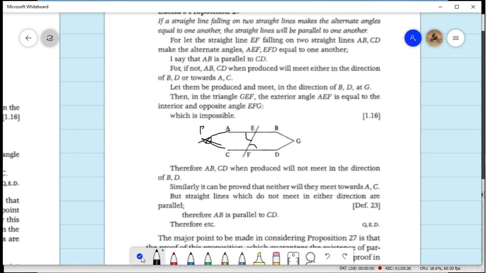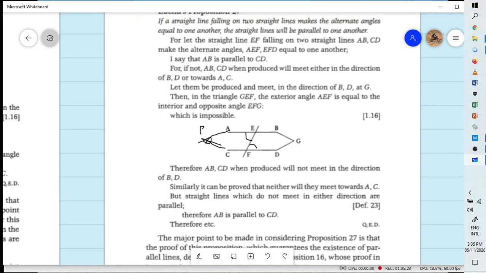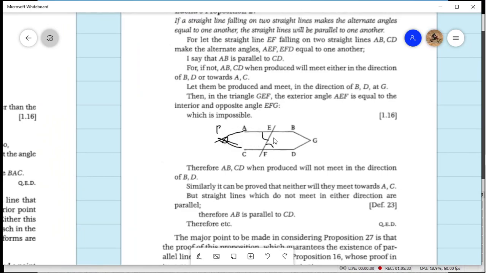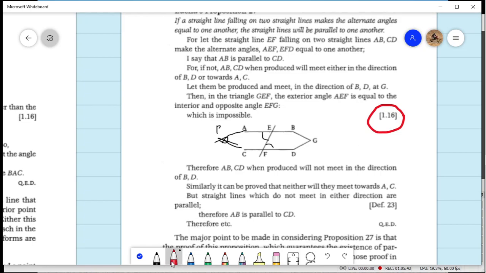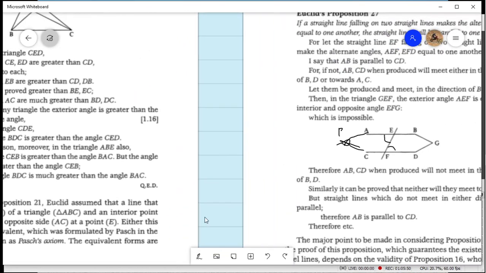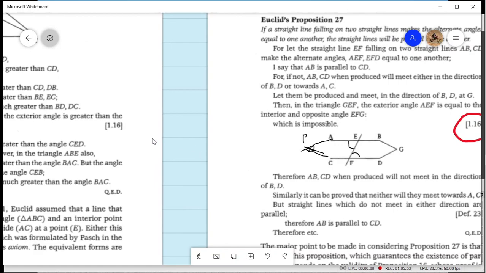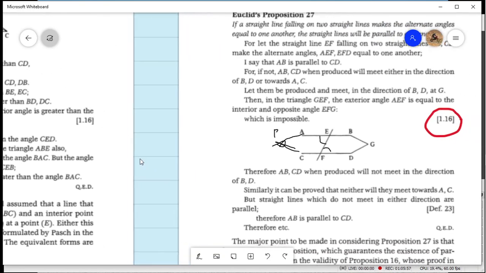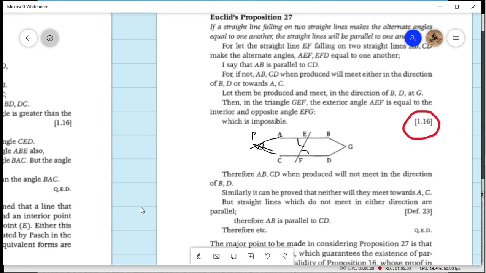But again, the major flaw is that the proof of this depends on proposition 16, wherein a major flaw was found earlier. So if proposition 16 has a flaw, then so will proposition 27.